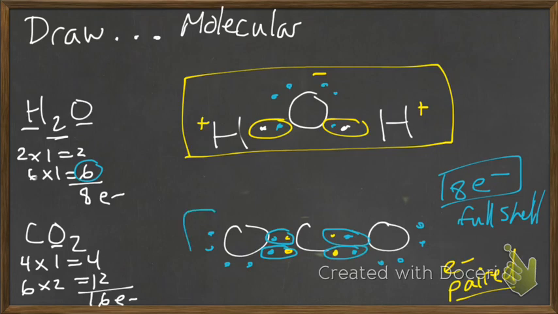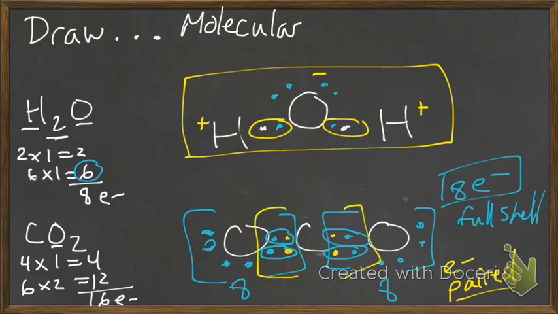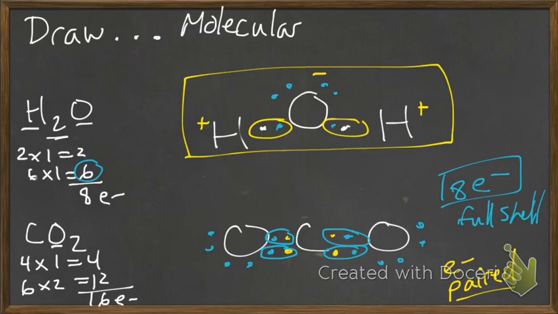Let's count them up again. 1, 2, 3, 4, 5, 6, 7, 8. 8 there. This is going to be the same 8. Now if I look at carbon, how many electrons does carbon have? 1, 2, 3, 4, 5, 6, 7, 8. 8. So each one is good. Each one's happy. Now, how many should I see in total? When we wrote it out initially, I said in total I should see 16 electrons. 1, 2, 3, 4, 5, 6, 7, 8, 9, 10, 11, 12, 13, 14, 15, 16. We're good.